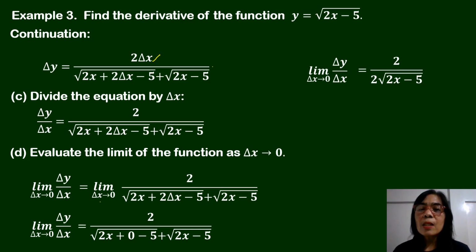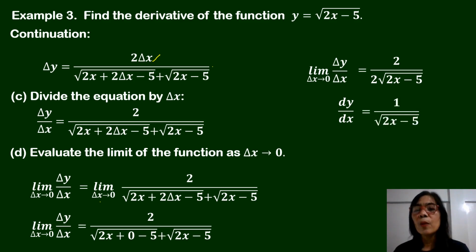And this limit of delta y over delta x as delta x approaches 0 actually is equal to the derivative of y with respect to x. And that is now equal to 1 all over the square root of 2x minus 5. This equation now represents the derivative of the given function y is equal to the square root of 2x minus 5.